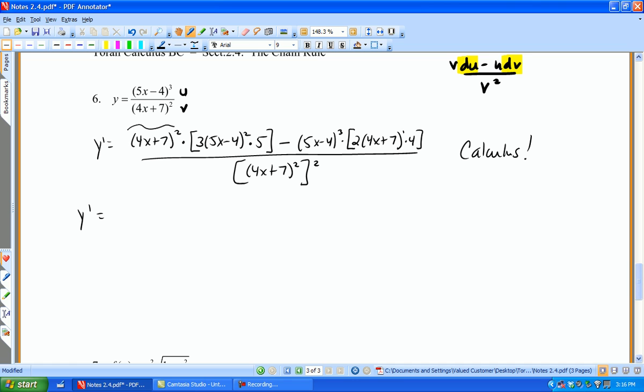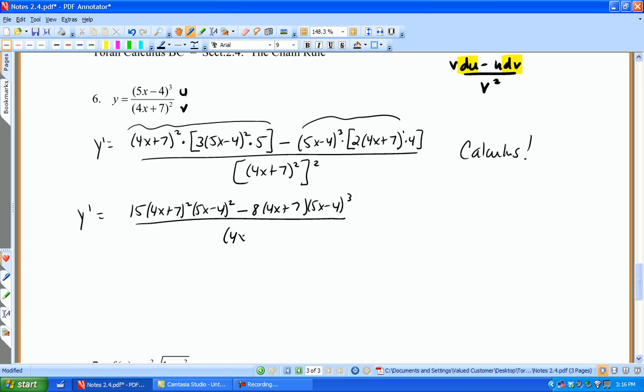So this first term that I have here, I could rewrite it as 15 times (4x plus 7) squared times (5x minus 4) squared, minus. Second term I could write as 8 times (4x plus 7) to the first times (5x minus 4) to the third, all over. And for the bottom, when you raise a power to a power, you multiply, so it's to the fourth power. Okay, now I can factor a greatest common factor out of the top. Between the first term and second term in the top, the greatest common factor would be (4x plus 7) to the first times (5x minus 4) to the second.